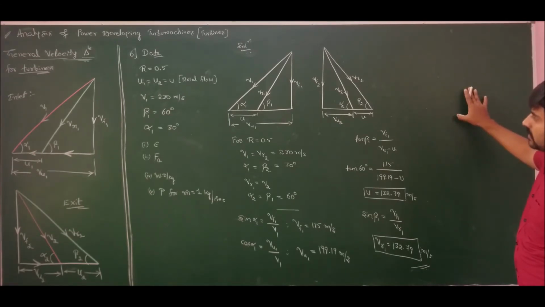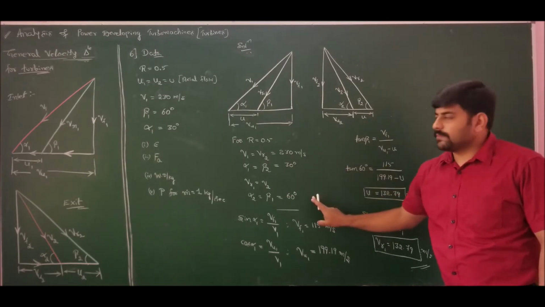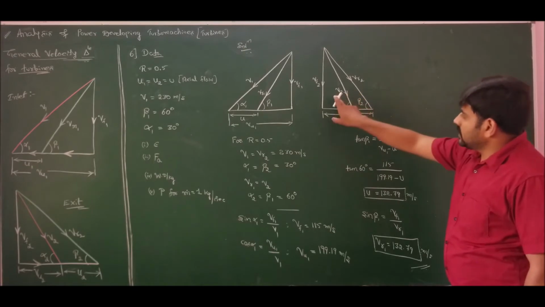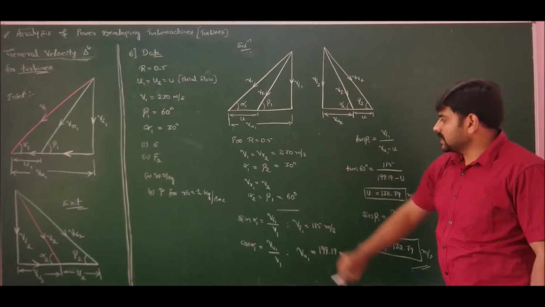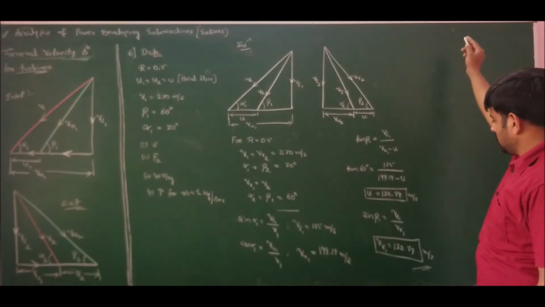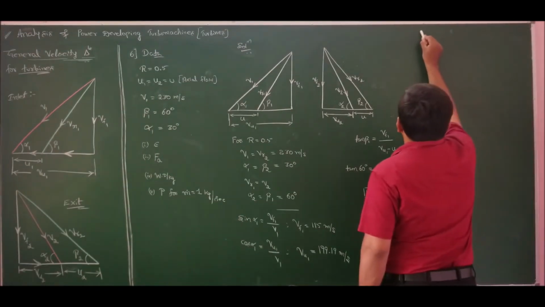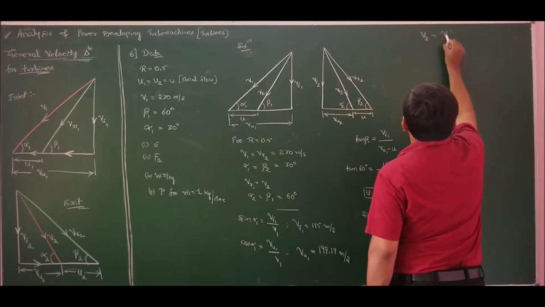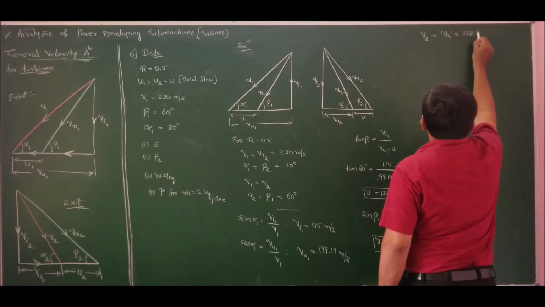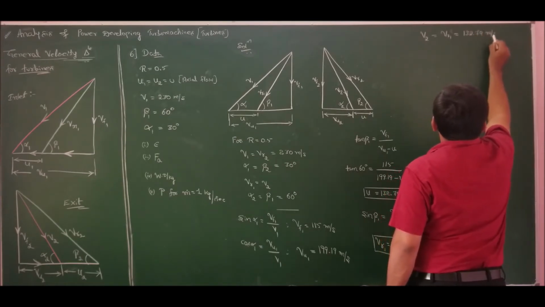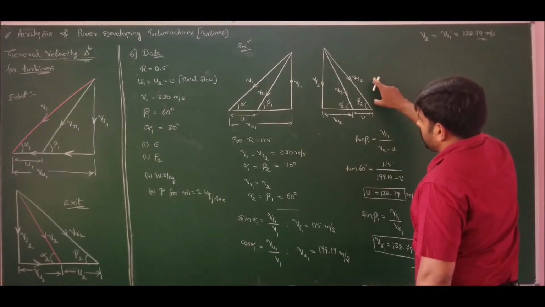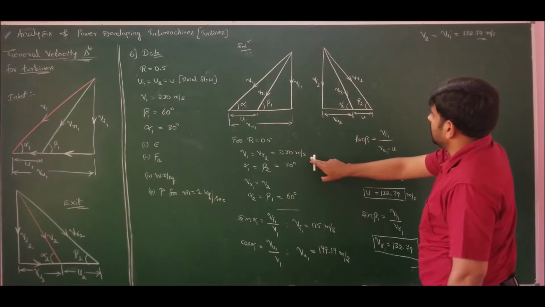Since we have calculated all the values of the inlet velocity triangle, almost all the values of the outlet velocity triangle are also known, because we are solving the problem on 50% degree of reaction. VR1 is equal to V2 from the condition of 50% degree of reaction. We know VR1, so V2 is also known to us now. Coming to the exit velocity triangle, V2, which is equal to VR1, is 132.79 meters per second. VR2 is already known, which is equal to V1, which is 230 meters per second.